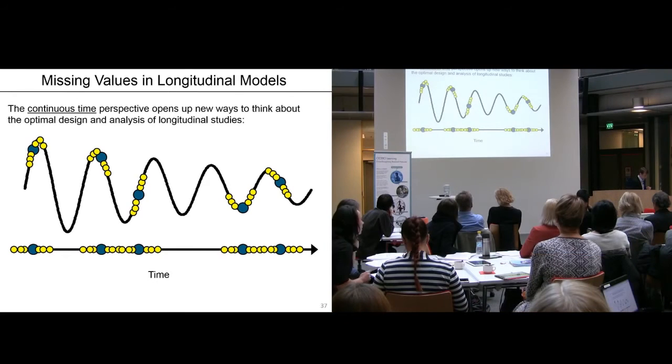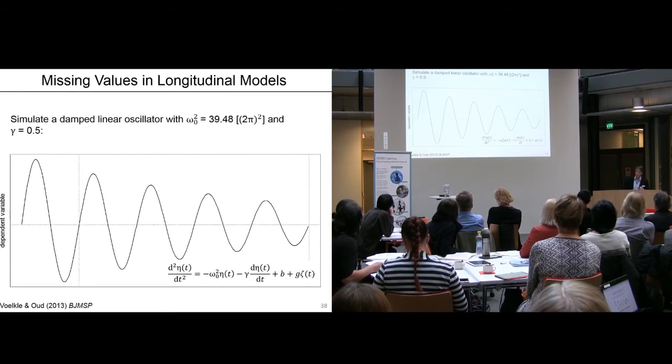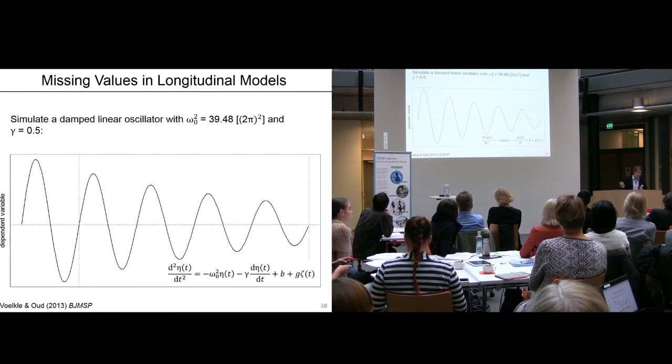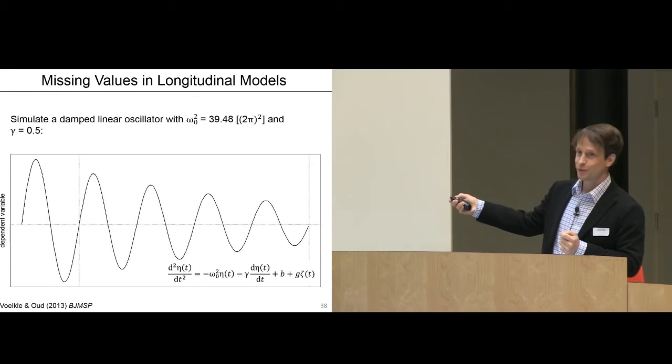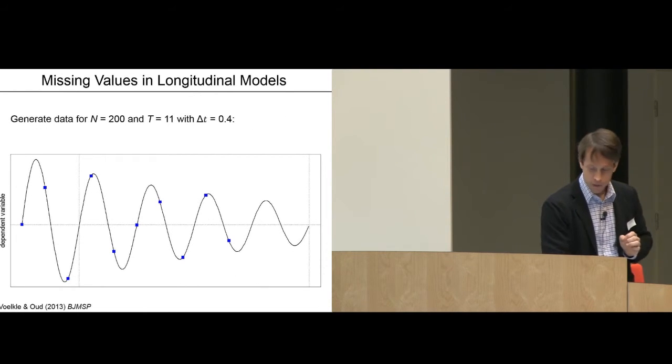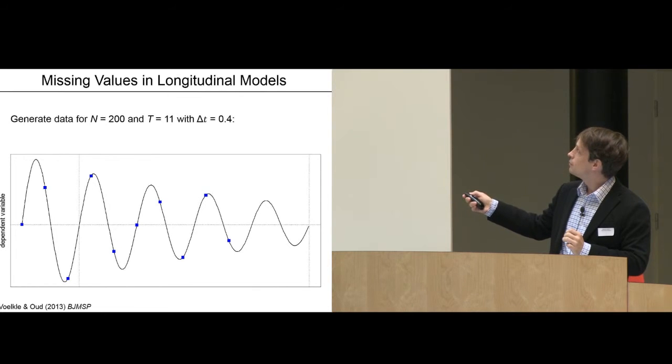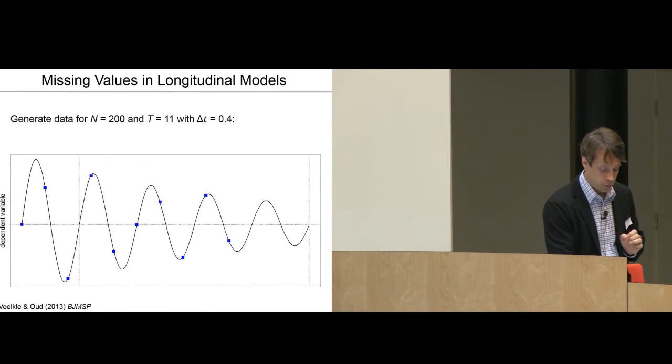And that's something I'm not just making up based on nice figures, but we actually did some simulation study on this. And the story of this simulation study goes like this, that we generated the damped linear oscillator with a 1 hertz frequency. We sampled out of this at 11 time points, 200 individuals.